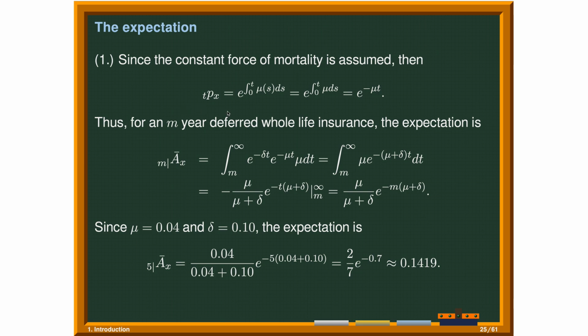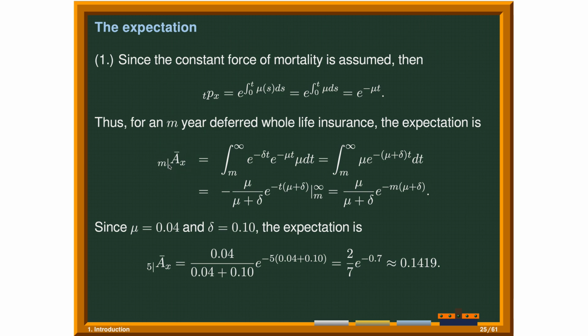And then the PDF of t, we still multiply this by mu, turns out to be mu times e to the negative mu t. This is tpx times mu sub x of t, right? So that would be the PDF of t if a constant force of mortality is assumed. By the way, we want to get first the net single premium or the expectation of Z for an m-year deferred whole life insurance.